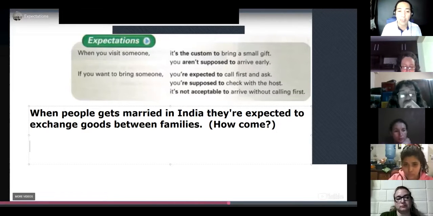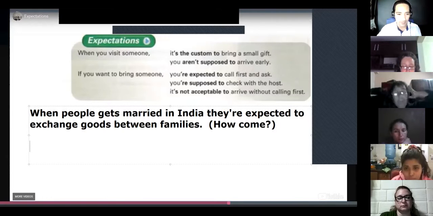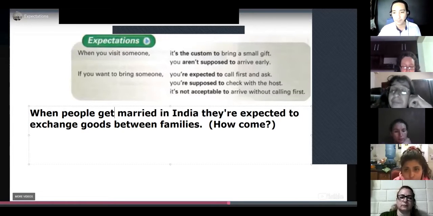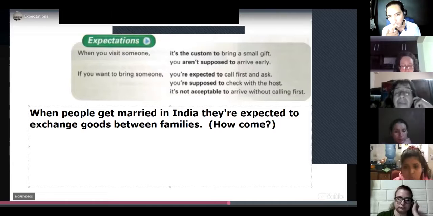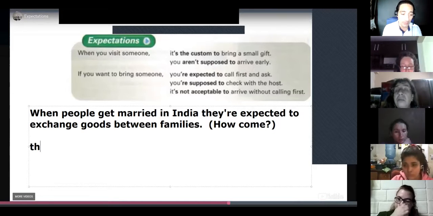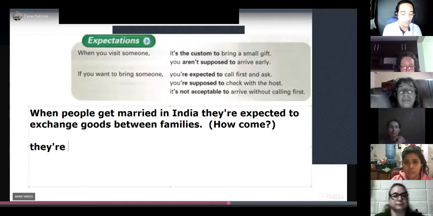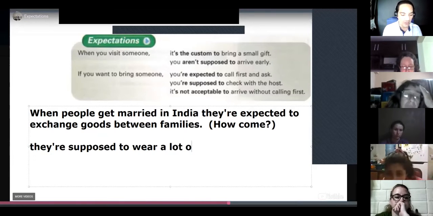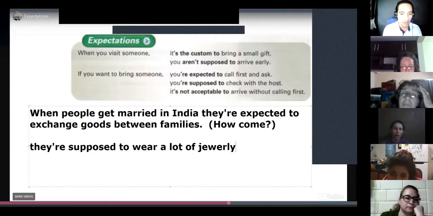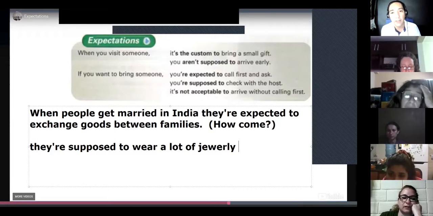Okay, when people get married in India, they're supposed. Espero que estén notando que estoy cambiando el sujeto, ¿verdad? Y eso se puede hacer. They're supposed to wear a lot of jewelry. Did you know that? And wear red. Yes, one of the favorite colors is red, right?